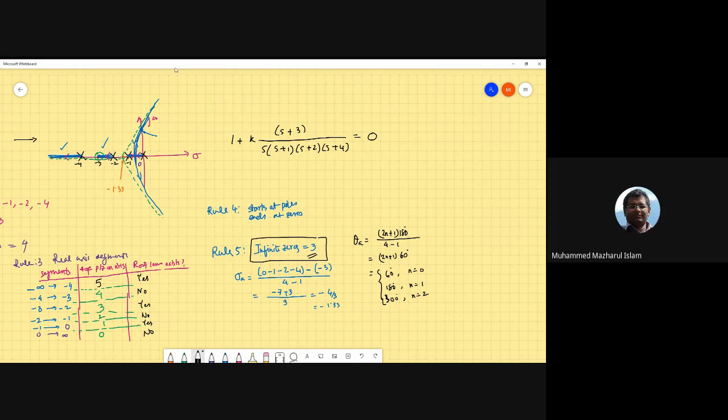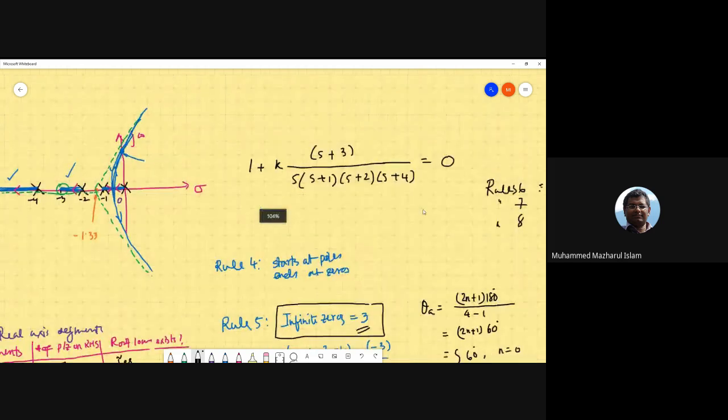So as I was saying, we need 3 more rules. We call these rules 6, 7, and 8. Now, rule 6 is the finding of break away or break in point.